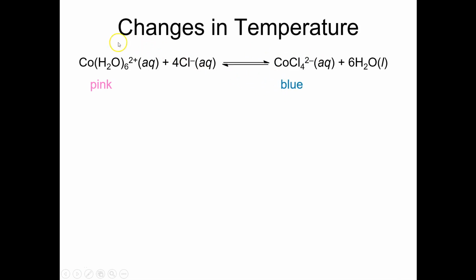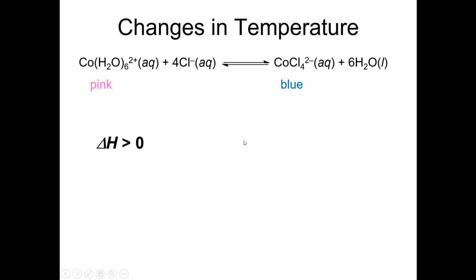And so if you just have cobalt in water without a lot of chloride around, it'll be pink. If you have cobalt with a lot of chloride around, you'll get this blue color. Okay, well, this is an endothermic reaction. That is, the delta H is greater than 0. So let's think about this. If an endothermic reaction is heated, it will go toward products. If an endothermic reaction is cooled, it will go toward reactants.